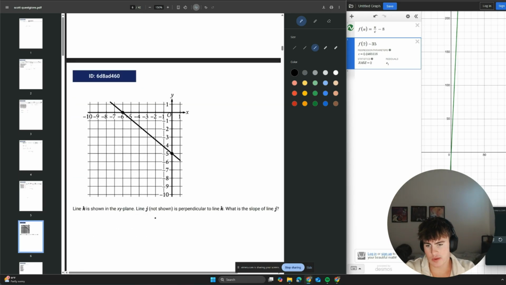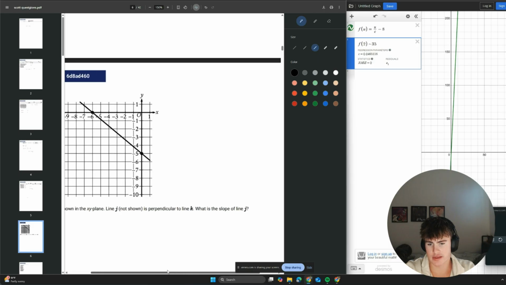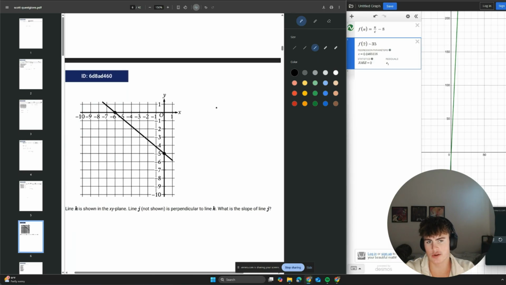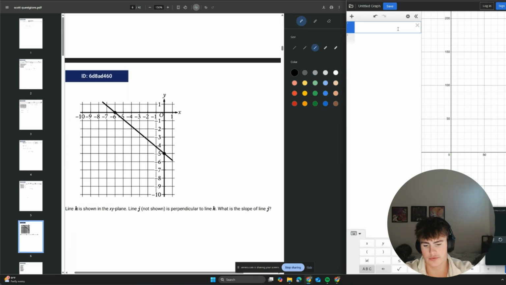Line K is shown on the xy plane. Line J is perpendicular to this line. What's the slope of line J? So the easiest way to do this is I would use a table, because you're given 2 points here. You're given a ton of points, but 2 points here. First one will be -6, 0. That's going to be your x-intercept, and then the next one will be 0, -5.